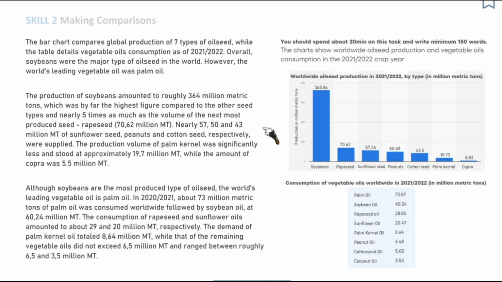There are 2 body paragraphs in this report, and the logic behind having these 2 paragraphs is very straightforward. So the first body paragraph is about the first visual, about the bar chart, and the second body paragraph is about the table. All right, now let's focus on the first paragraph, the introduction.